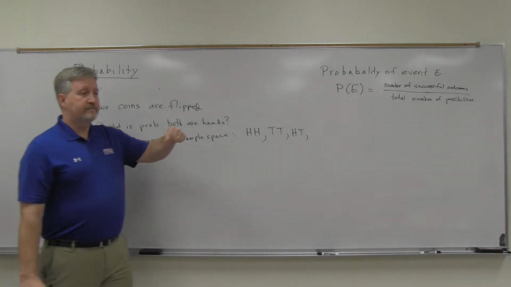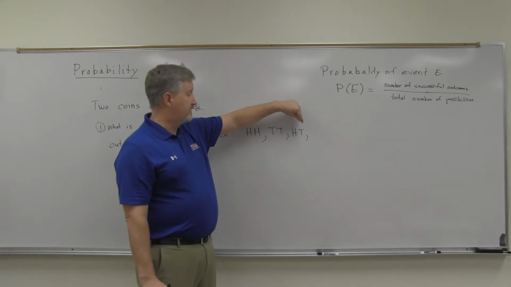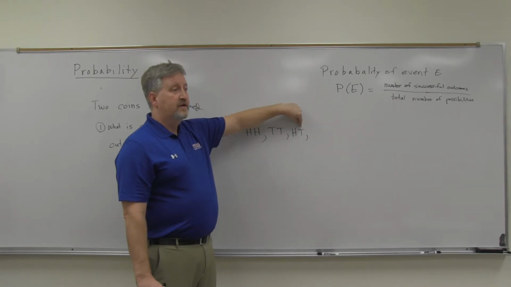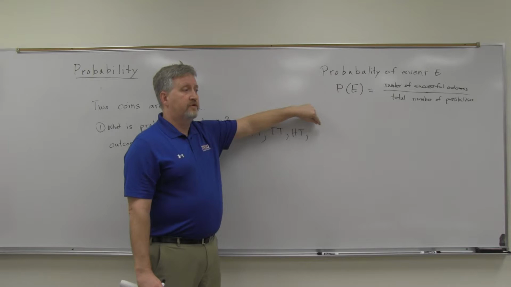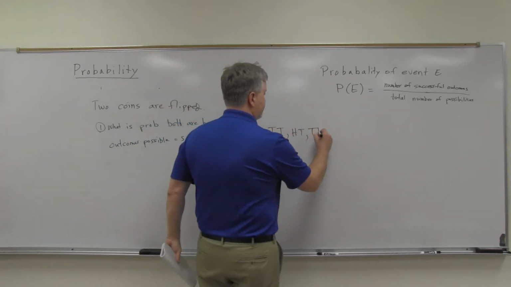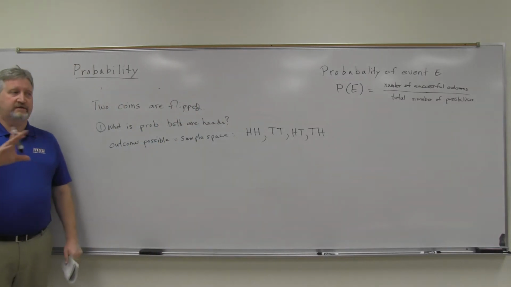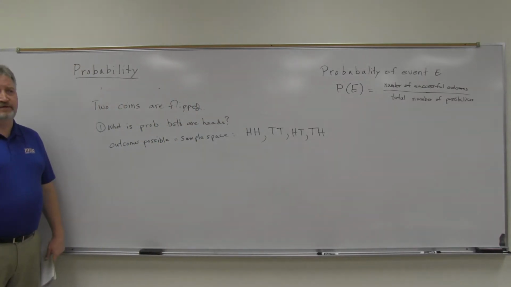The order kind of matters here because this is heads on the first coin, this is tails on the second coin. So if I had tails on the first coin, heads on the second coin, that's different. So tails, heads is going to be different. And so that's our listing of the total possible outcomes here.